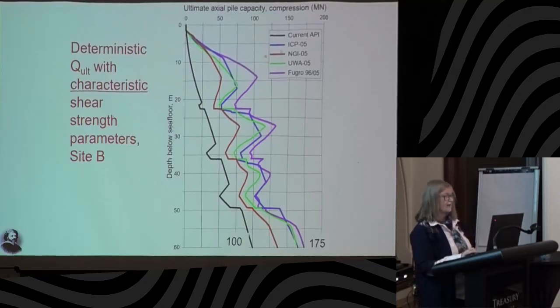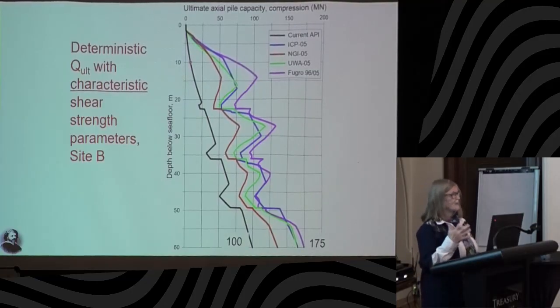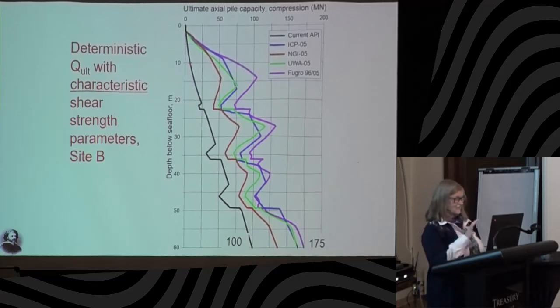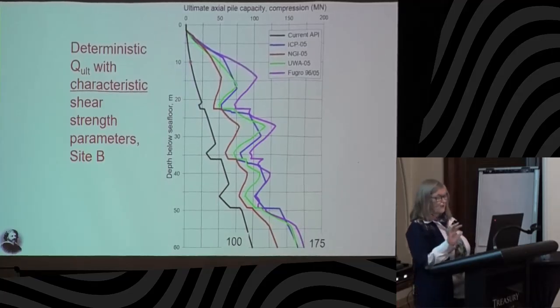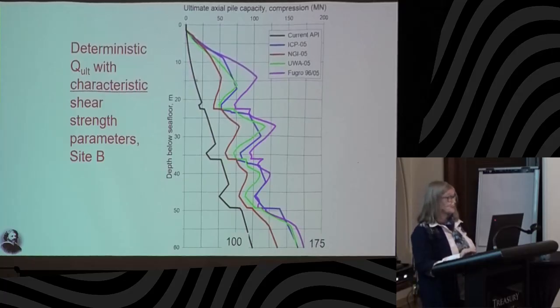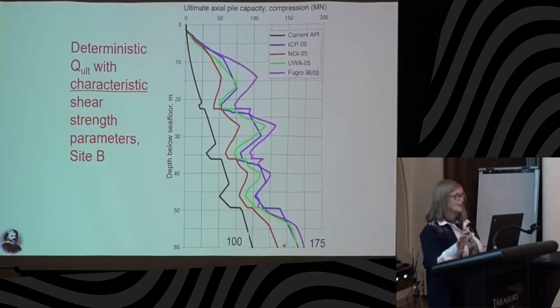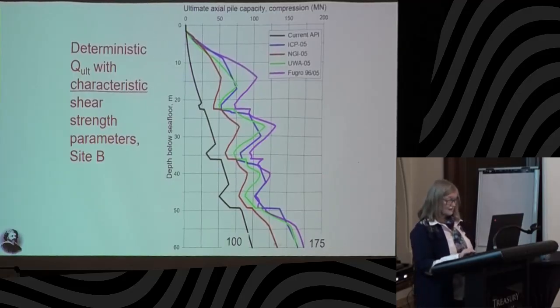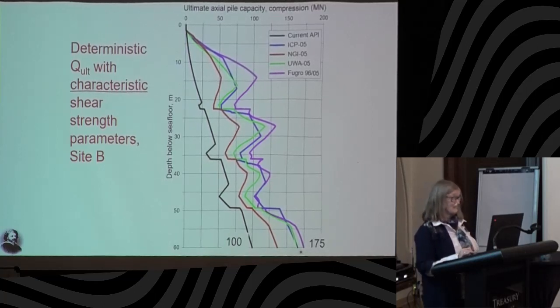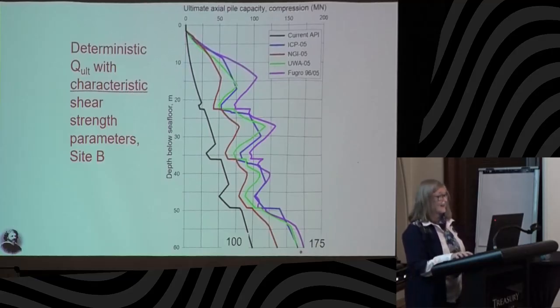The first one is the current API. Now, in sand, we know that the API method is no good. It's accepted by all professionals, so it's much too low in dense sand. And here's the range for the 4 CPT methods. I'm not saying one is better than the other, but there's quite a bit of variation, as you can see. It makes a difference if you want to design for a capacity of 100 meganewton or 175. It means a lot of money.